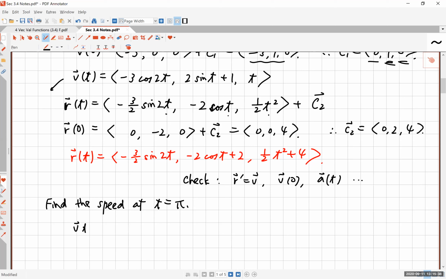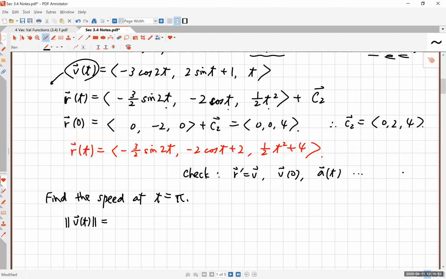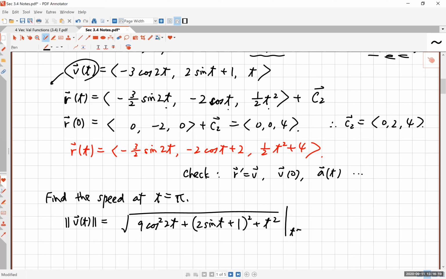By the way, this is what you probably should not do, even though it's okay. There is a purist way of doing this, which is to find the magnitude of this velocity in general for any t, so that when you plug in a particular t, you can just find it by this formula. The problem with this is it could be very complicated. Like in this case, it'll be 9 cosine squared of 2t, plus, now remember, this is 2 sine t plus 1 squared, plus t squared. This is not terrible. And then you just evaluate this at t is equal to pi.